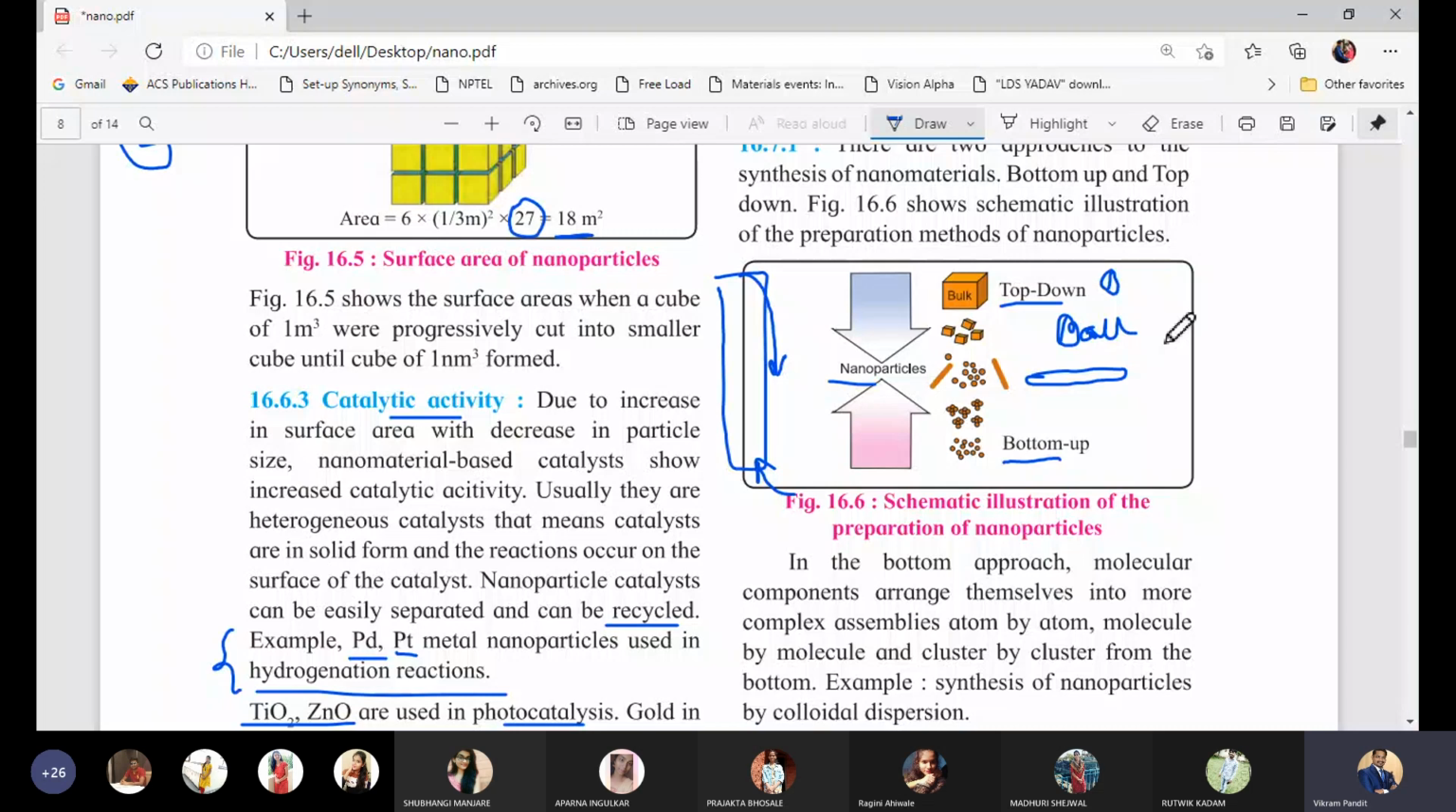For example, we have seen one example here, zinc oxide. So how to synthesize zinc oxide? Zinc oxide has atoms of zinc and oxygen atoms. We cannot see this nanoparticle. How are we going to see the atoms, right?